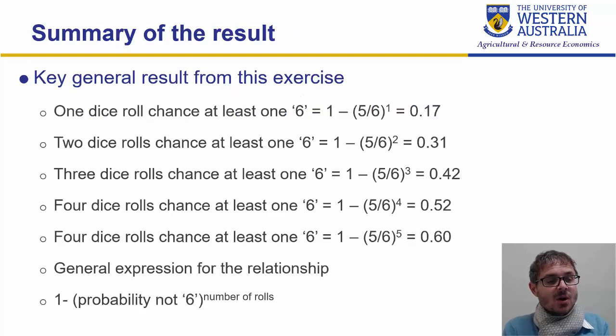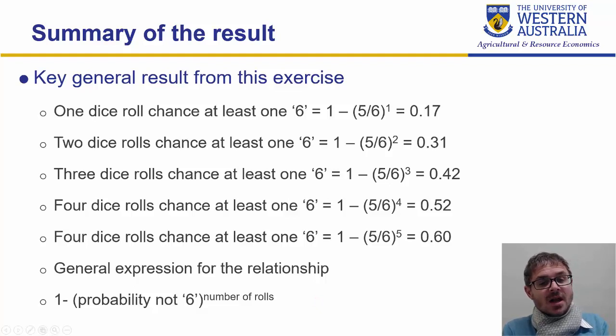So what is the key result from this exercise? We can see that as we increase the number of rolls, this probability follows a pattern of slowly increasing in smaller steps, the chance of rolling at least 1 six. And what's important for us to know is this general expression that we've got down here.